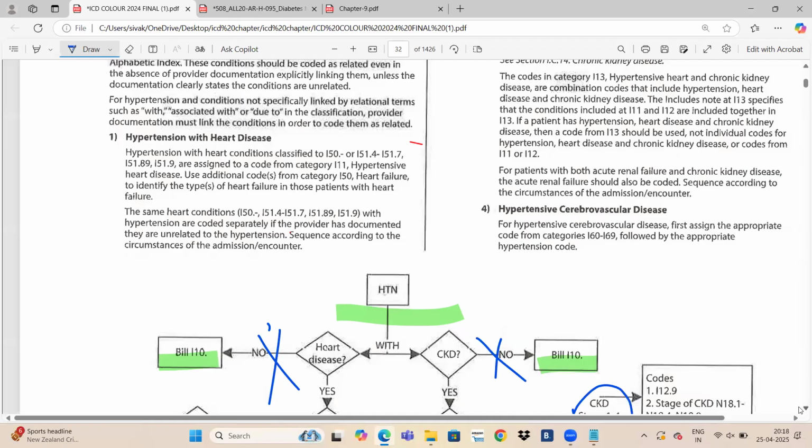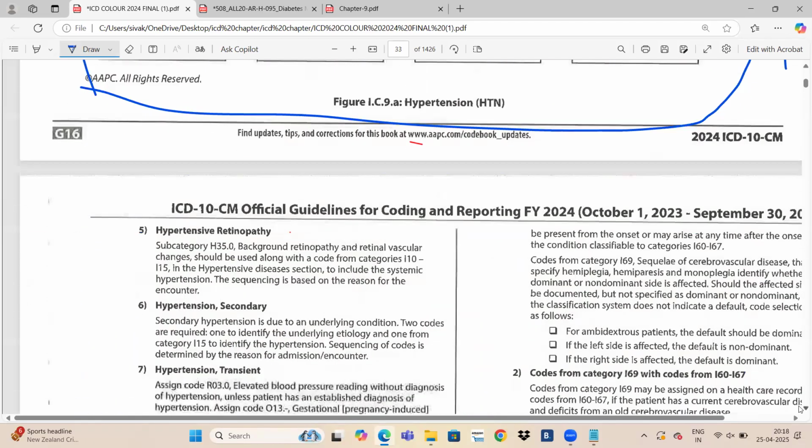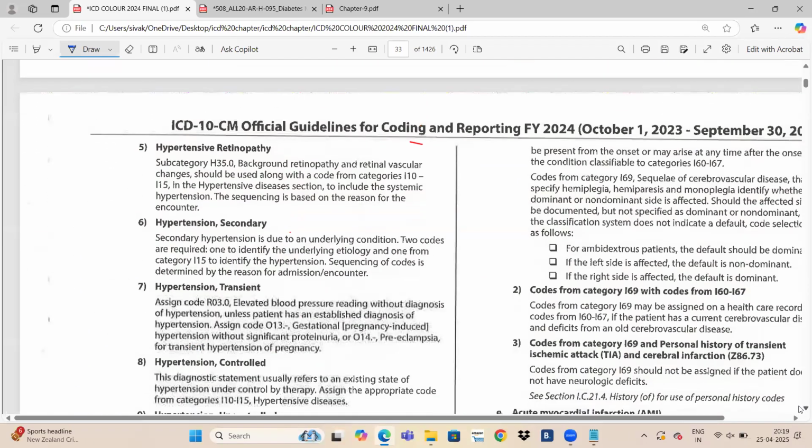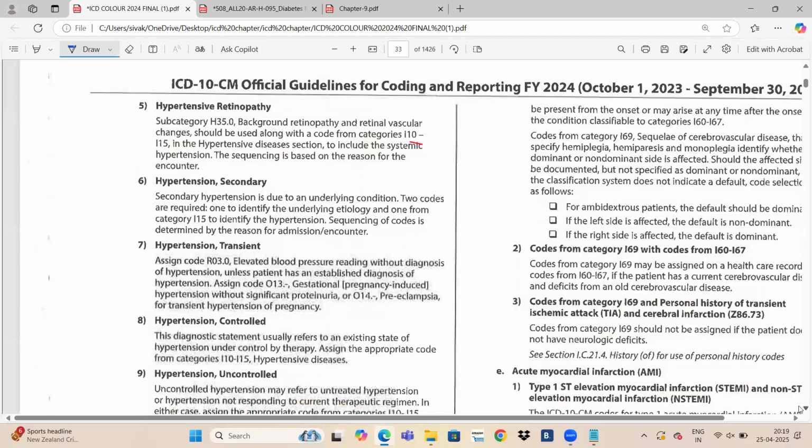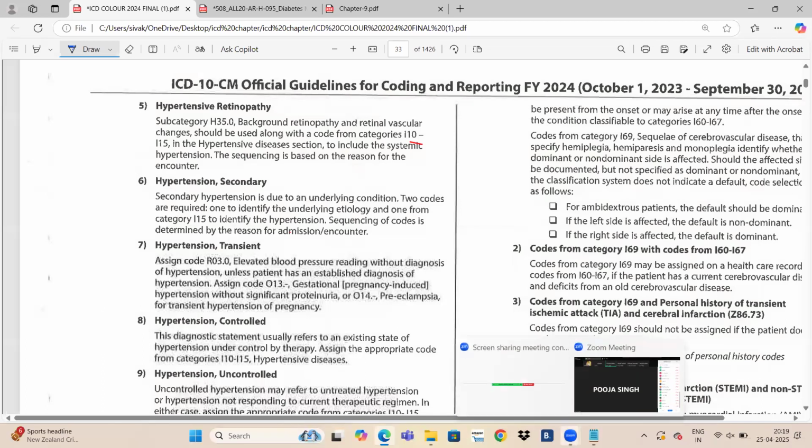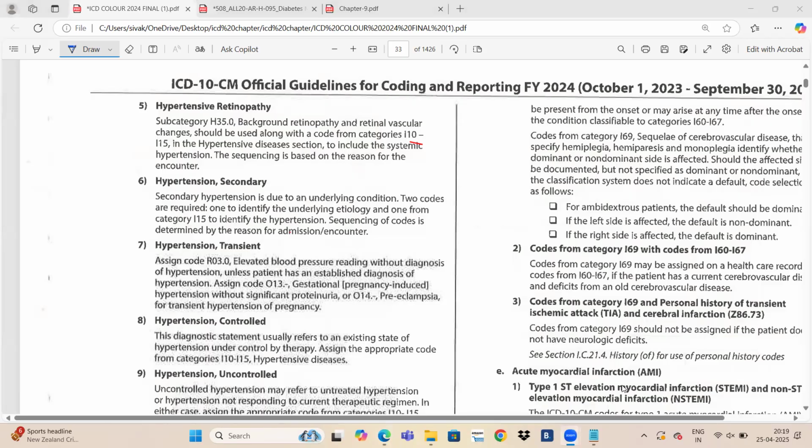Then hypertensive retinopathy means you need to code retinopathy, then hypertension type. Then secondary hypertension. What is the meaning of secondary? Due to some underlying condition, due to some other condition, correct. If hypertension develops due to that, we need to code secondary hypertension.